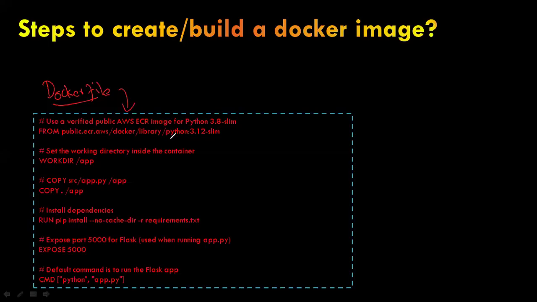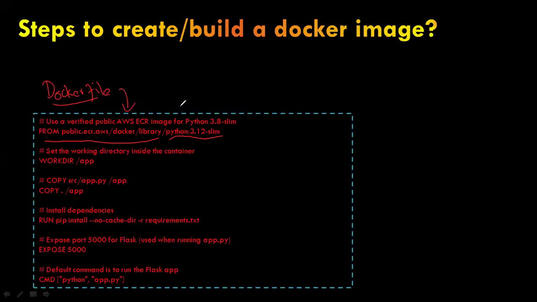In this case, we are using Python 3.12 Slim, which means I'm using the Python 3.12 version in my AWS cloud. So you need to start picking the correct pack, otherwise it will cause problems. It is a lightweight version. It doesn't have extra unnecessary files. That is the beauty of this one. And this comes from the AWS public elastic container registry. Sorry, not cloud registry, container registry. So this is a very trusted and verified image.